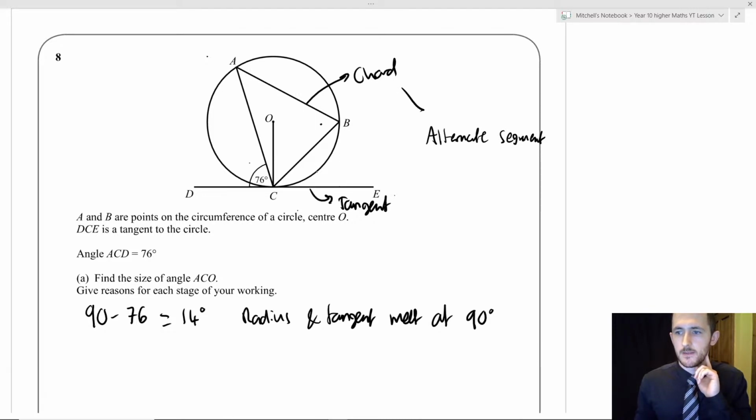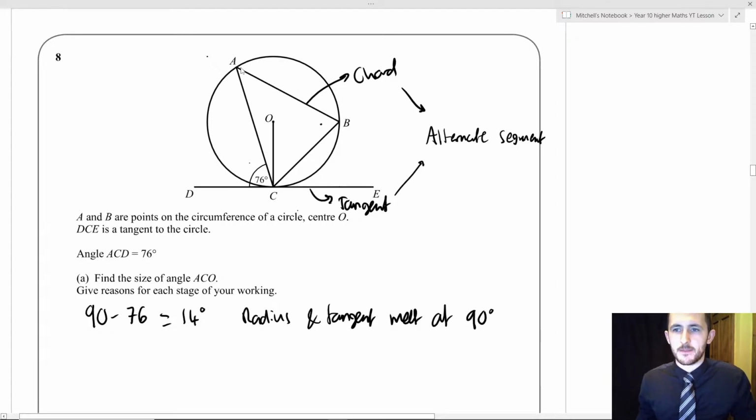Right? So in general, if you ever see a chord and a tangent, think alternate segment theorem, okay? Now what it states, and it's very complicated, but the angle made by the chord is the same as the opposite angle on the tangent. So can you see that this angle here is opposite 76? Right? It's like looking away from it. It's going away. Okay. Does that make sense so far?